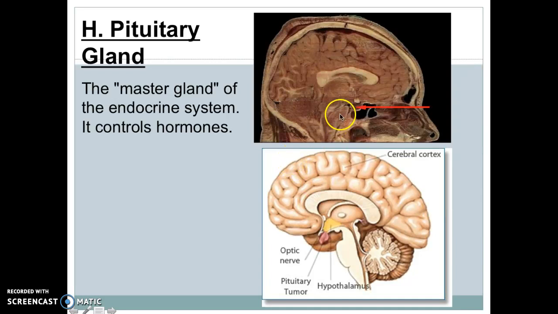Your pituitary gland is the master gland of the endocrine system. During the endocrine system unit, we will talk a lot about the pituitary gland. All of your hormones are regulated by this master gland called the pituitary gland. It is anterior in comparison to your thalamus.